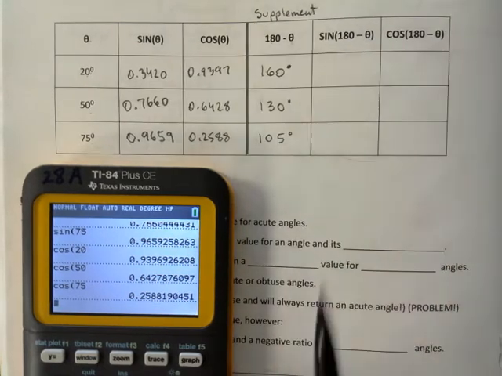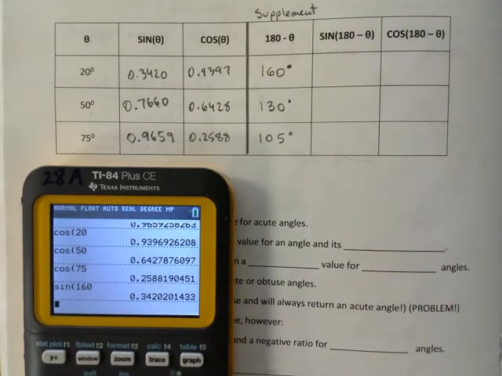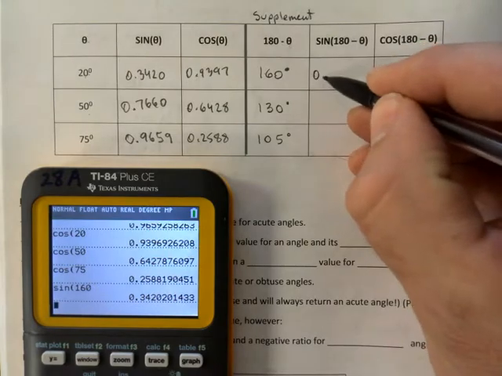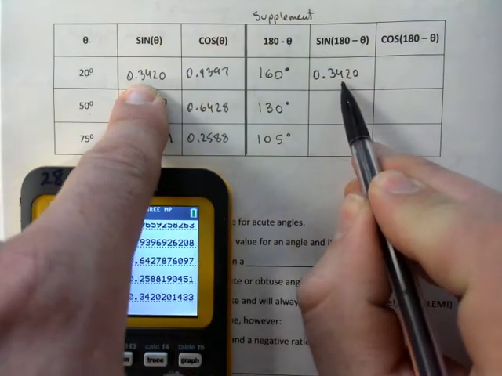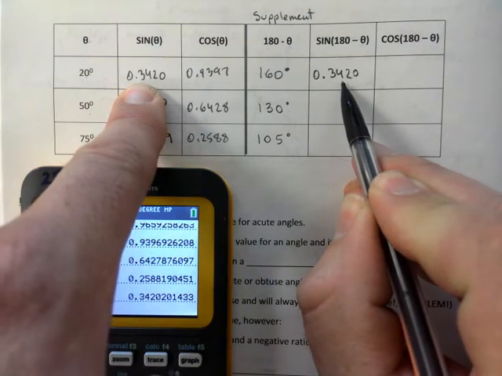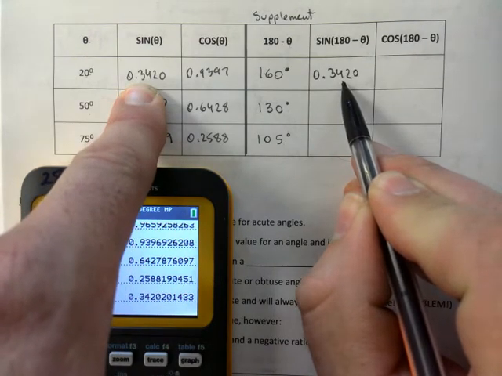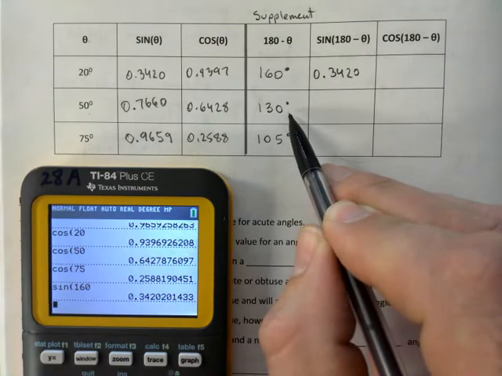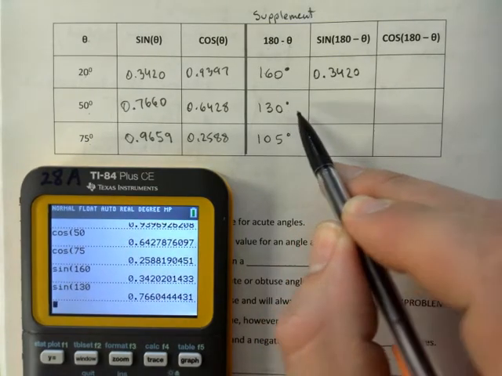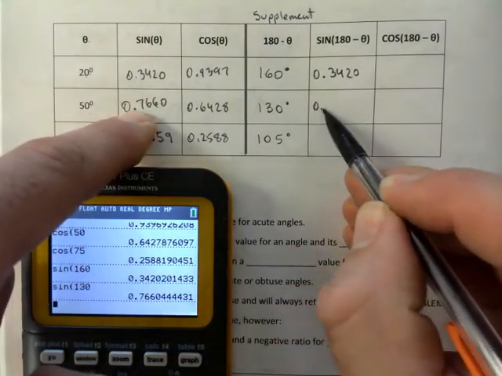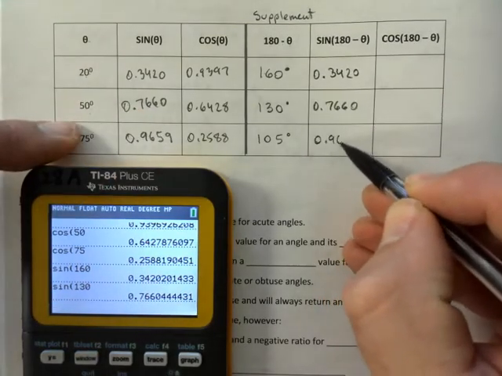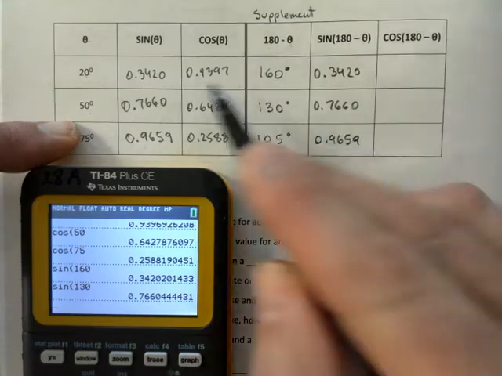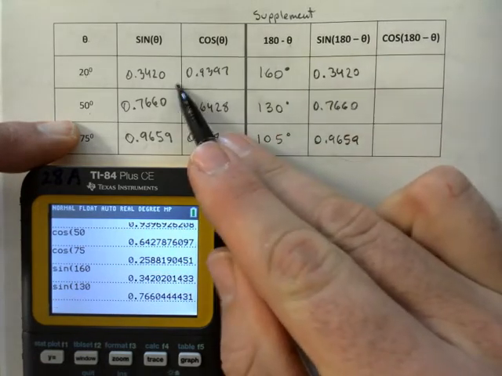Sine of 160. Watch this. What do you notice? What do you notice between the two? They're exactly the same. No distinction. Sine of 130, exactly the same. So let's just cut to the chase and just copy that last value, right? These two are exactly the same.